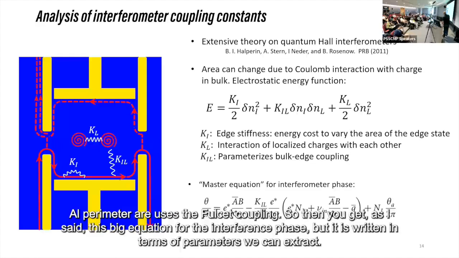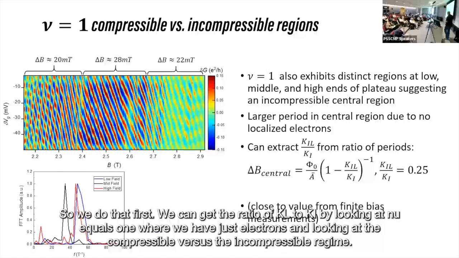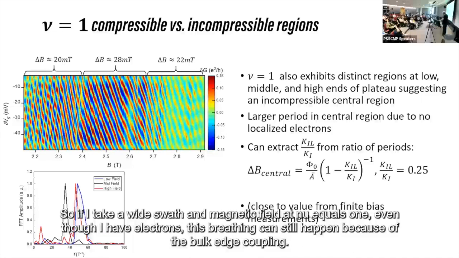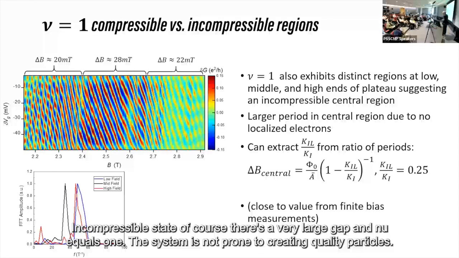So then you get, as I said, this big equation for the interference phase, but it is written in terms of parameters we can extract. So we do that first. We can get the ratio of KIL to KI by looking at nu equals 1, where we have just electrons, and looking at the compressible versus the incompressible regime. So if I take a wide swath of magnetic field at nu equals 1, even though I have electrons, this breathing can still happen because of the bulk edge coupling. And in the incompressible state, of course, there's a very large gap at nu equals 1.